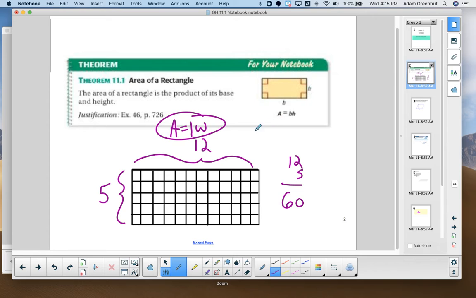Here in geometry, we don't use the terms length and width as much. Base and height is what you generally see it called. And in a rectangle, you can call one side the base, the non-congruent side or the non-opposite side the height, and you could just multiply it. And that'll tell you how much space inside that rectangle there is. So if there was 12 squares this way and 5 squares this way, there is 60 square units.